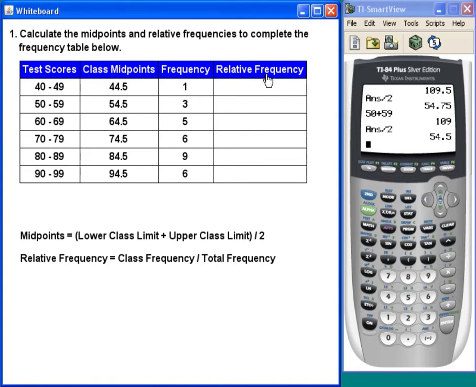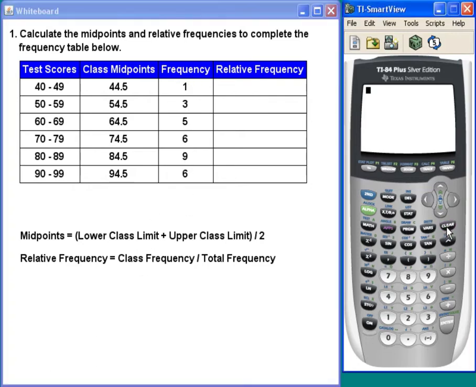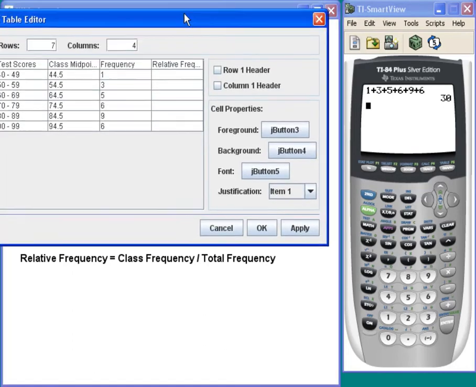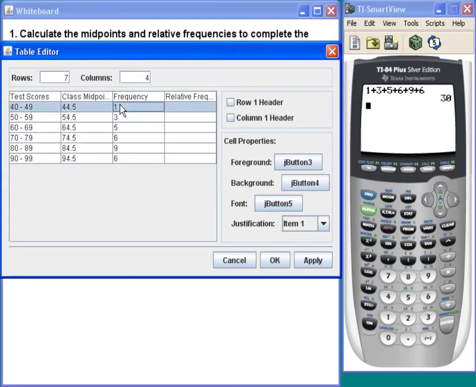Now we need the relative frequencies. For the relative frequencies, we take each individual class frequency divided by the total frequency. So the first thing that I need to do is just add up all the frequencies here. Alright, so that's a total of 30. And what I do is, get my table editor here again, I take each individual class frequency divided by 30.